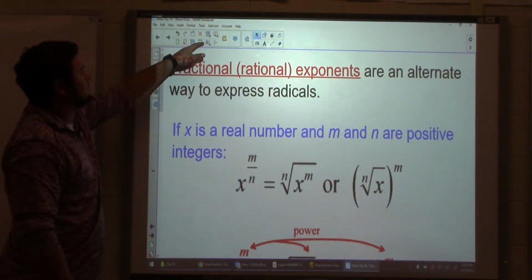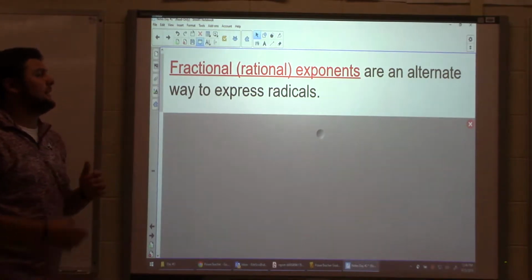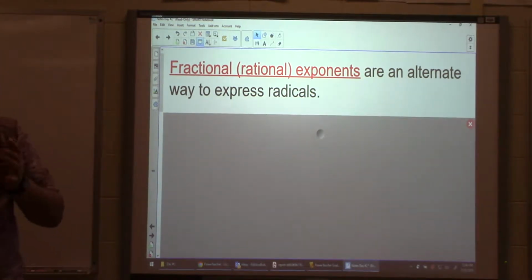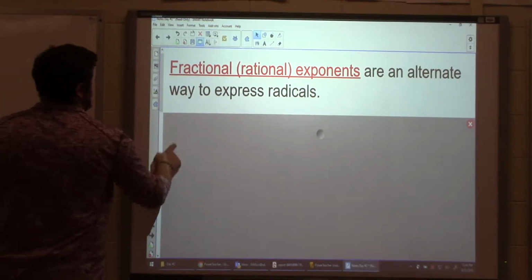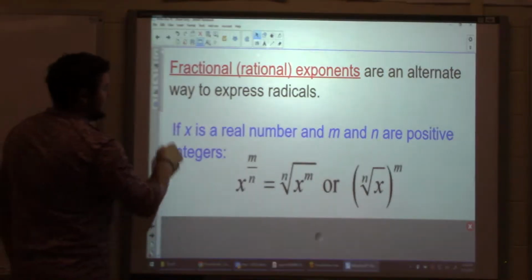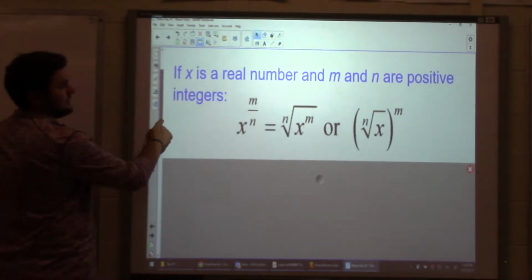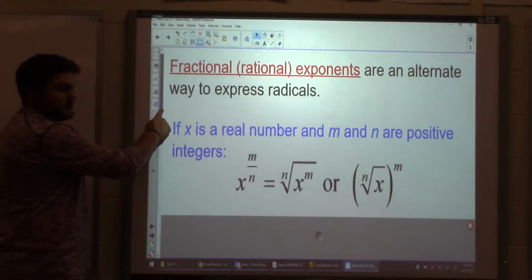So first and foremost, fractional exponents are an alternate way to express radicals. So we call them rational exponents, right? But we're dealing with a lot of fractional exponents, which means we have exponents that are fractions. Whoa. All right? That got intense quickly. So, if x is a real number, did I go too fast? You guys got that? Way too fast.